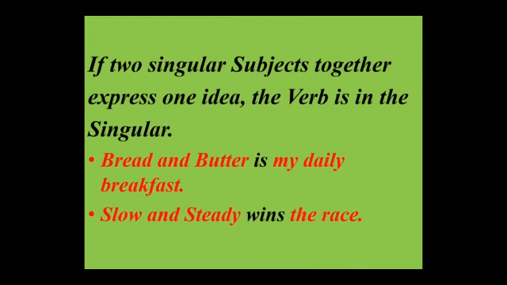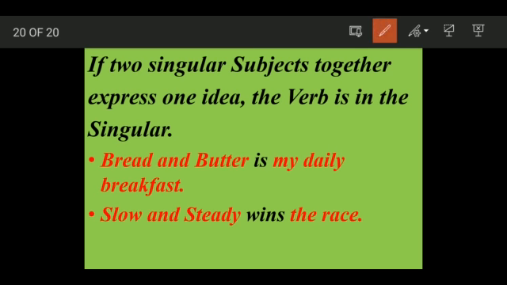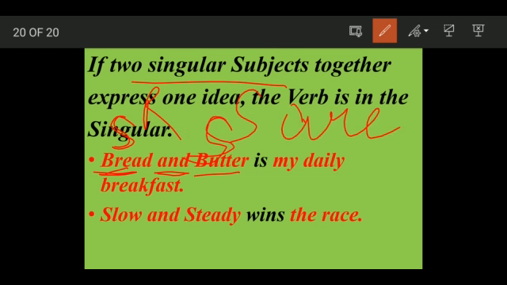Another important rule is, if two singular subjects are expressing one idea, the verb will be singular. We have already talked about the rule of and. Here again, two singular subjects are being used, bread and butter. Bread is one singular subject, butter is another. Now what was the basic rule of and? When two singular subjects are used, they become plural and we use a plural verb. For example, Ram and Shyam are friends. That is how we studied the rule of and.